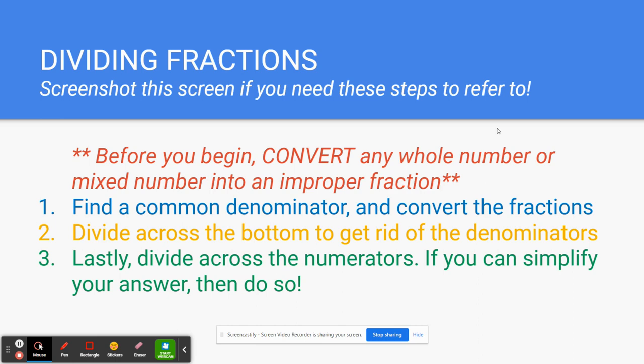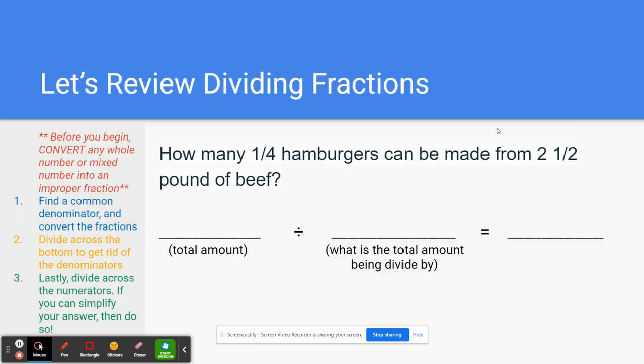First things first, on the screen here, you see the steps that you need to take to divide fractions. If you need to screenshot this screen to refer back to later on, go ahead and do so now. All right, so we do have the steps on the left-hand side of your screen, so refer back to them as we go through this problem. And as I do this problem on the screen, I want you to do it with me on your sheet of paper. So if you need to stop this video and get a pencil and a sheet of paper, go ahead and do so now.